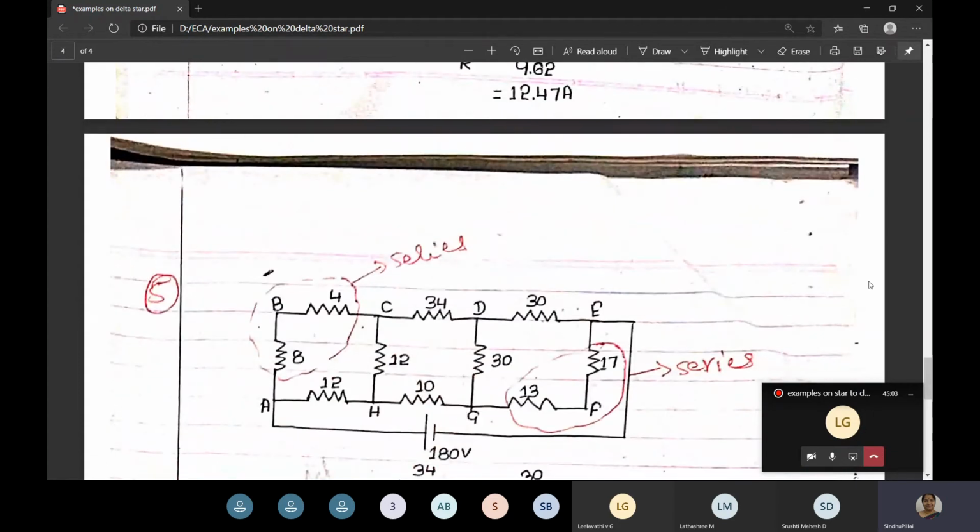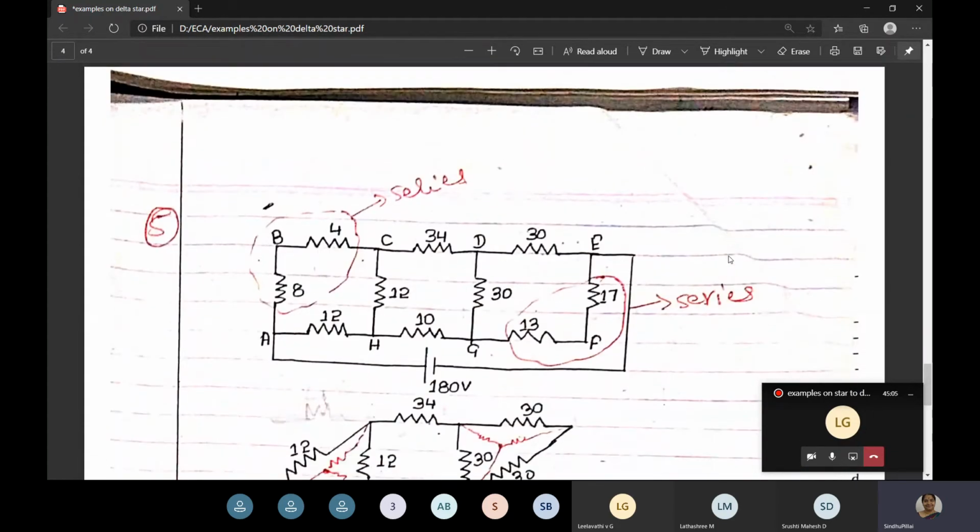Next, this is also one important one. You have to solve this here. Whenever you go with star delta transformation, it is very important to see whether there are any series connections. In this problem, you may find some star network like 34, 30, 30, and start solving. But you will not see the series connections. Deliberately, they'll give it like this. They tell you to find the series connections. Here, see this 8 and 4.